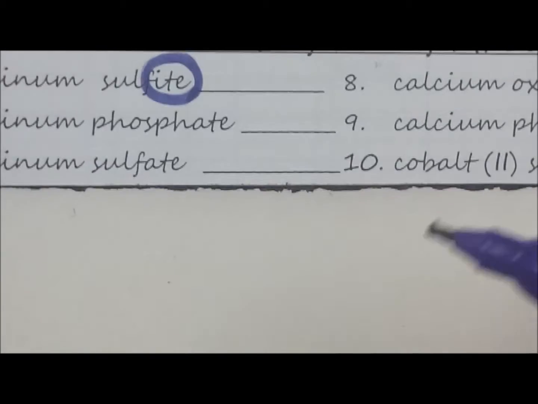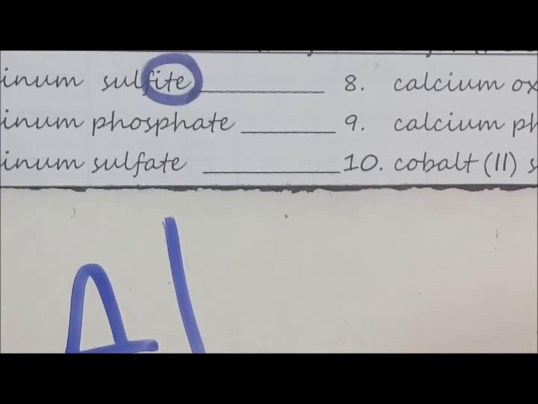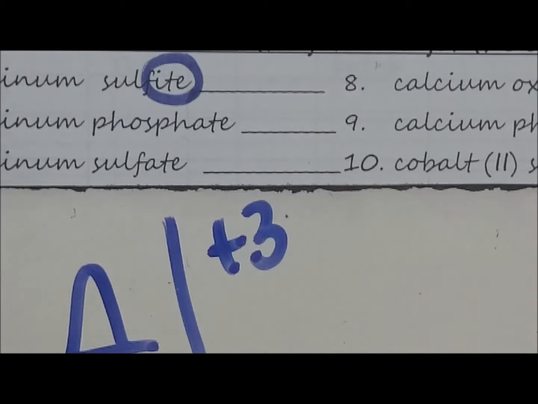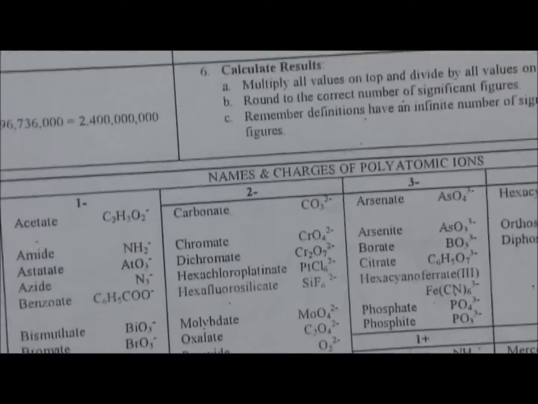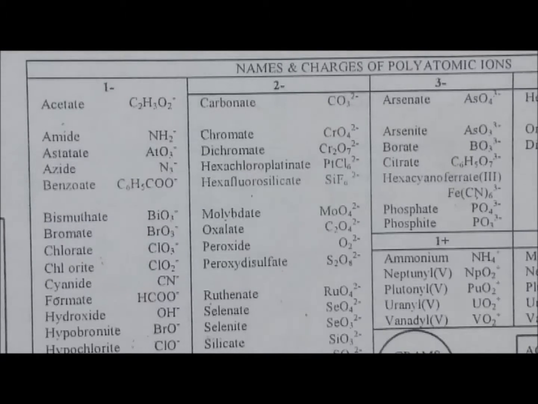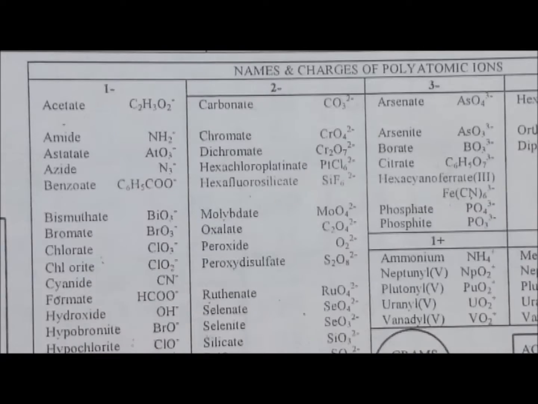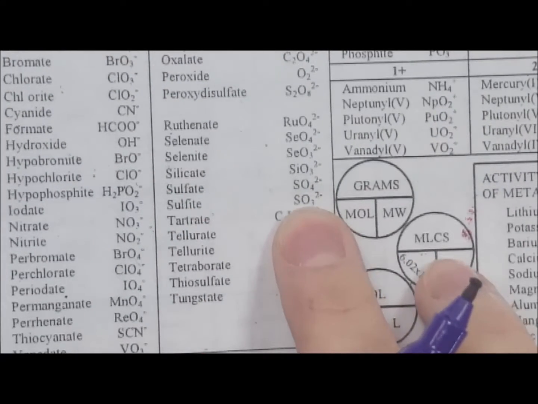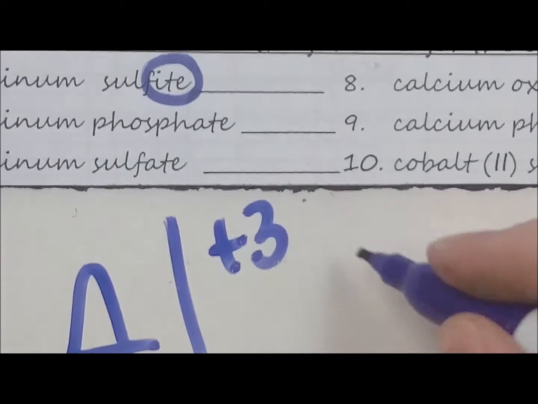So I'm going to go ahead and write this just like I would write any other formula. I'm going to write Al for aluminum and put its charge. And then sulfite, all I have to do is look it up on the back. Now if you haven't found it yet, this is where all the polyatomic ions are on your periodic table. They are divided up by charge and they are divided up by name. So we're looking for sulfite. In the first column, you don't see it in the name, so look in the second column. And sulfite is right here. It's SO3 with a -2.